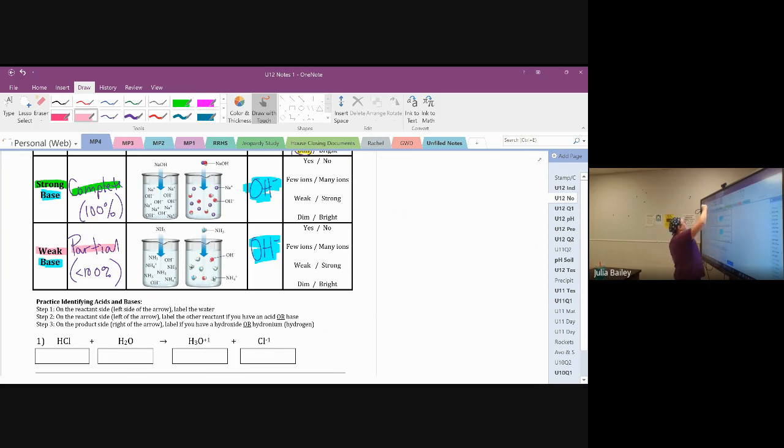So will they conduct electricity dissolved in water? Yes, because you have some ions in there. Having ions dissolved in water is what makes it conduct electricity. It's an electrolyte. But because it is strong or complete, I know that strong tells me there's going to be many ions and it's going to be bright. Versus the word weak is what tells me that there's going to be few ions and the light bulb would be dim.